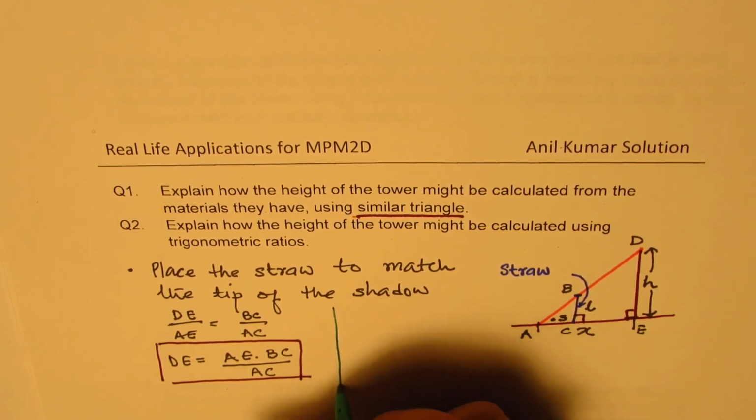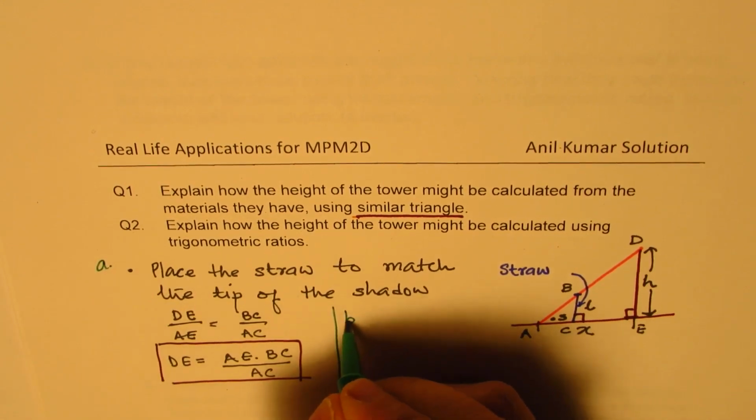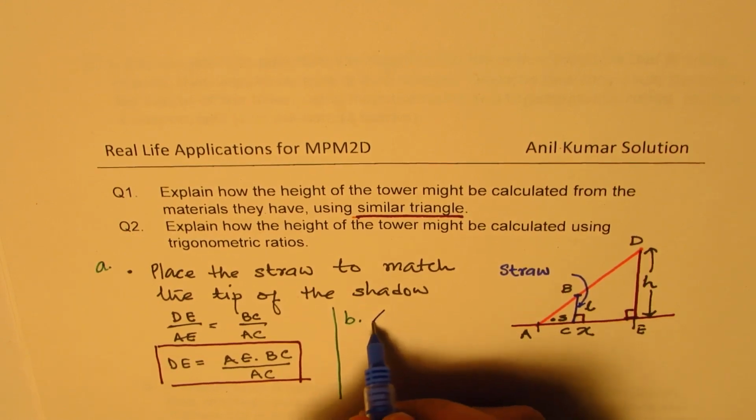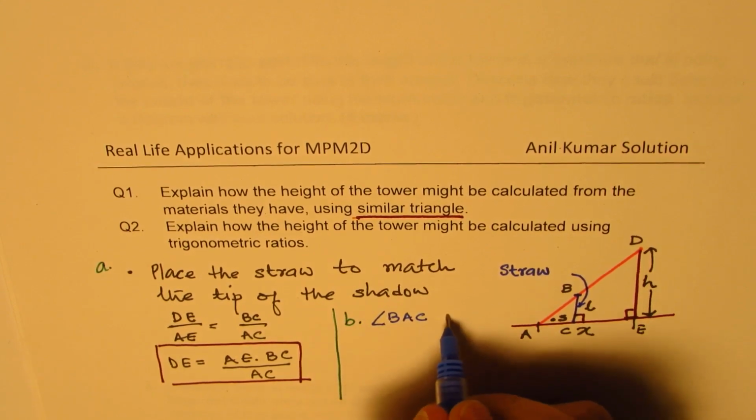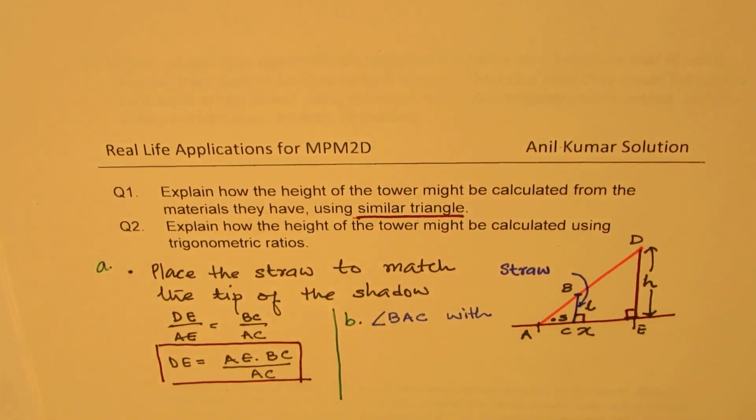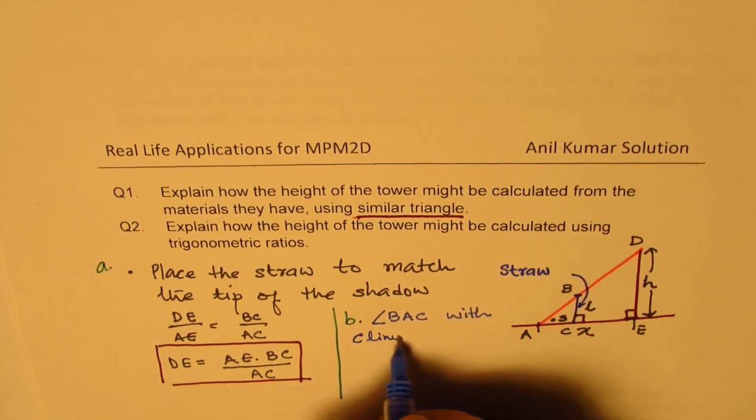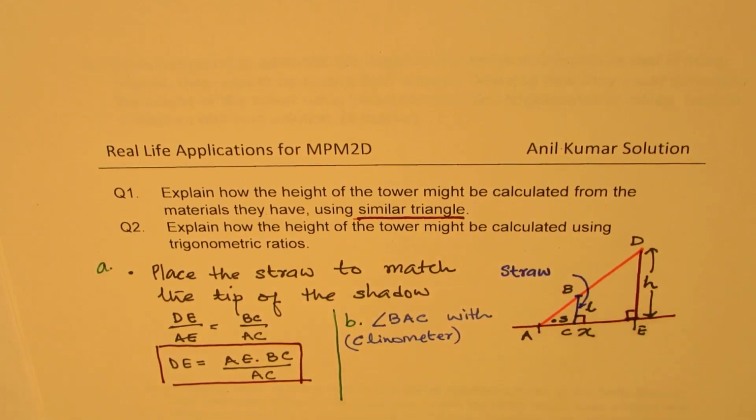Now let's look into the other part, which is trigonometry. So this is our part A. Now we'll look into part B. Explain how the height of the tower might be calculated using trigonometry. Now we can say that we can find the angle BAC. We have clinometer with us, correct? So that helps you to find the vertical angles. So we have clinometer with which we can find the angle BAC.